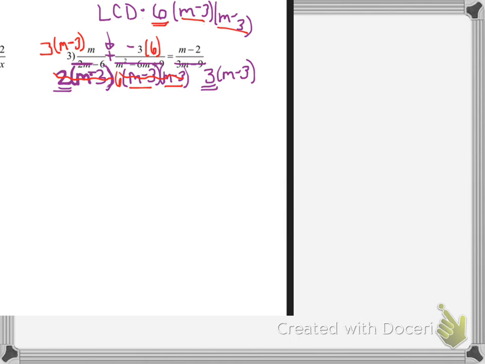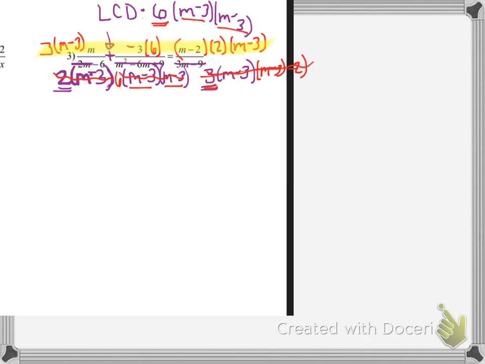This one, it's a 3, so it needs to be multiplied by 2, and it's still missing the other m minus 3. Okay, so we're going to just pretend that, yay, we got all of our denominators to match. So now we just really care about the numerators up top here, right?